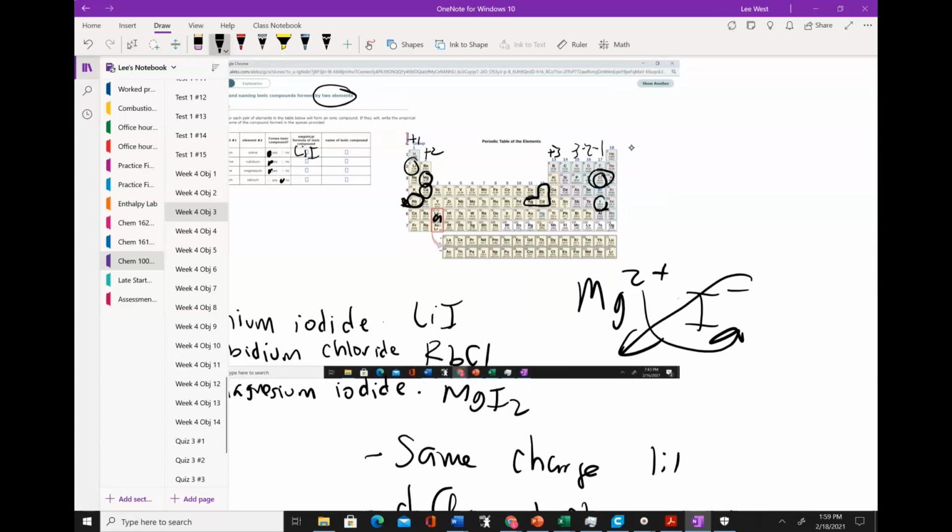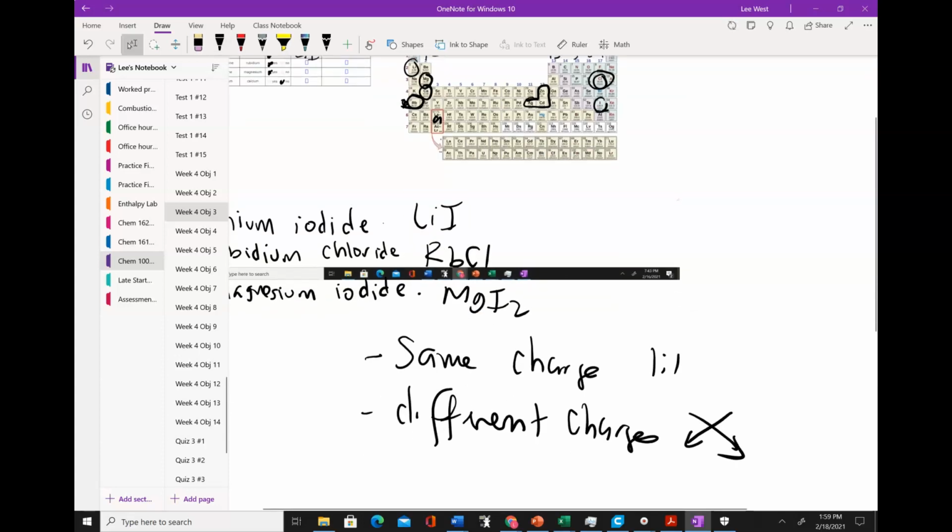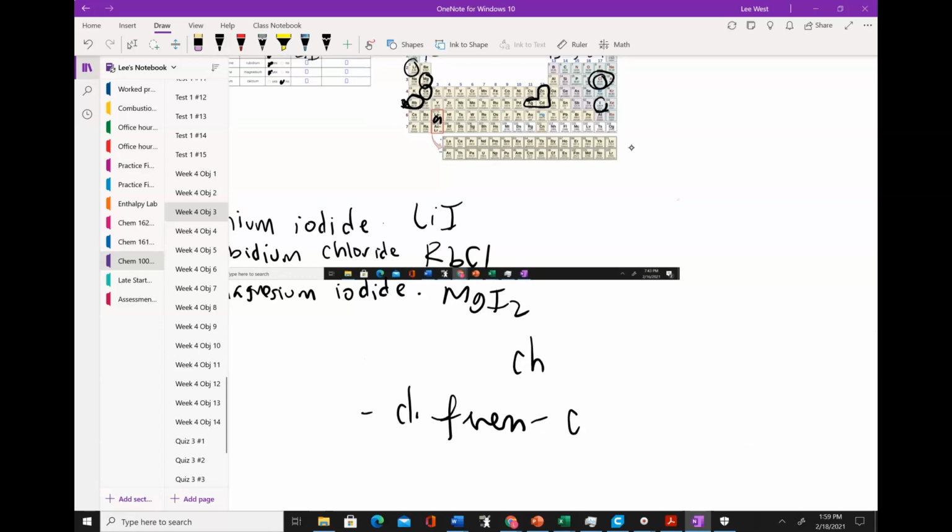Now, whenever we do crossover, we always want to check whether we've got the simplest ratio, and if we haven't, we can divide through by the smallest whole number. In this case, we can't simplify those numbers anymore. We never simplify the formula of a molecular compound. Only for ionic compounds do we divide through by the common multiple.